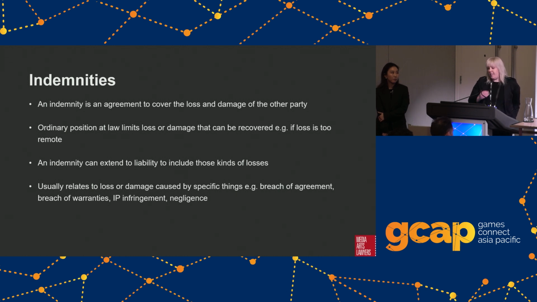Whereas if there's an indemnity in the agreement, that extends the liability to include those remote losses as well, so indirect and remote types of losses, less likely to be predicted at the time of entering the agreement. So an indemnity will usually relate to loss or damage caused by specific things, for example, a breach of the agreement, a breach of the warranties, IP infringement, or negligence.